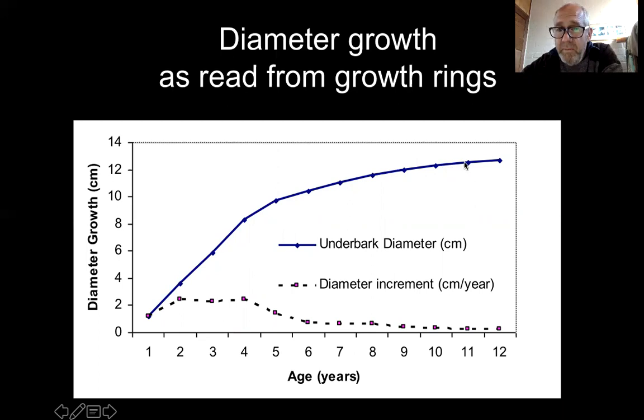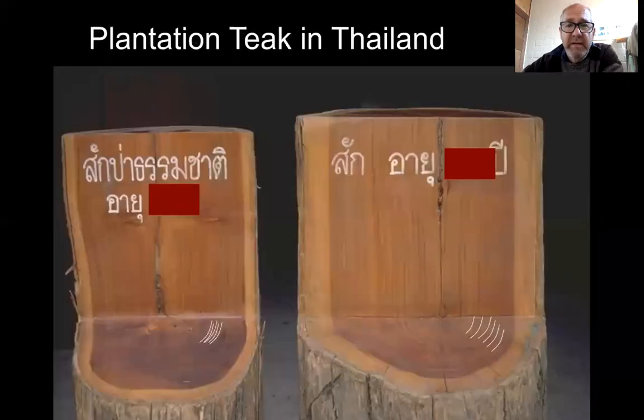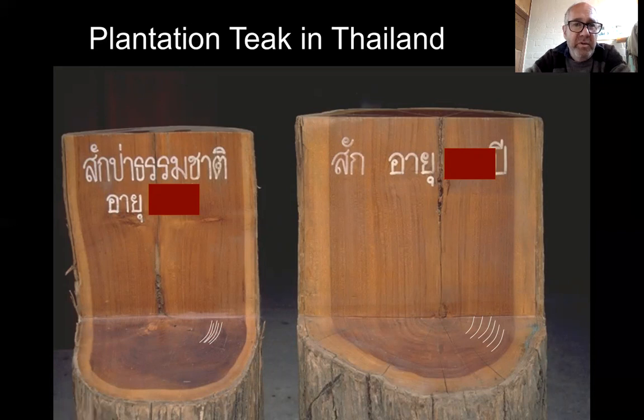The trees got a little bigger, and because they all got a little bigger, they all competed a little bit more for light, and to a lesser extent nutrients and water. But I'm going to argue that it's clearly light is the biggest factor. So what's slowing diameter growth? Well, let's look at a couple of teak samples. I went to the teak research station in northern Thailand, and some of you might be able to read that.